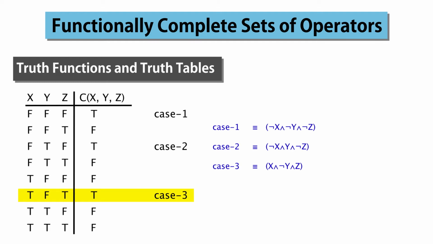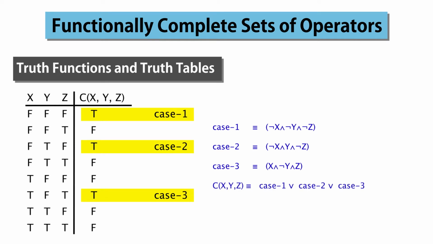Now notice that C returns true only in these 3 cases. That is, C returns true if case 1 holds, or case 2 holds, or case 3 holds. Logically, that corresponds to the formula shown here. And this, in turn, expands to the formula shown here. Hence, this formula is just another way of describing precisely the same truth function as our original truth table.